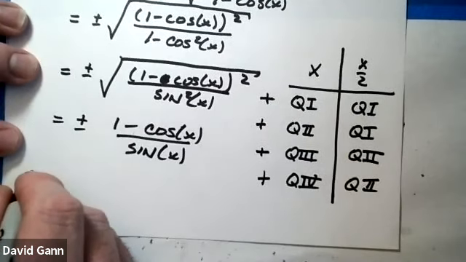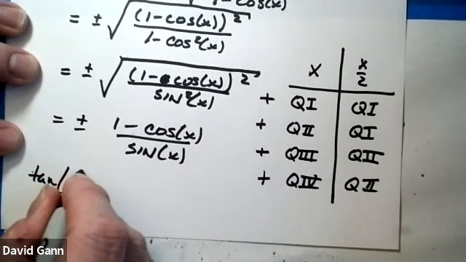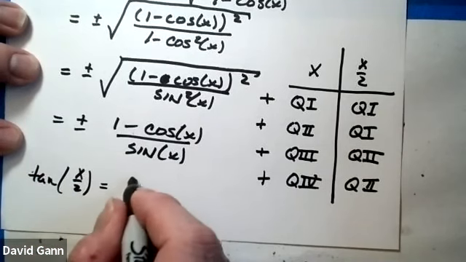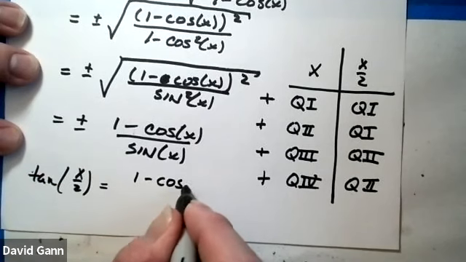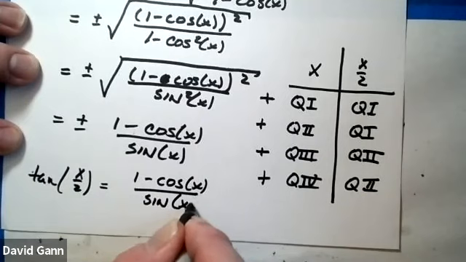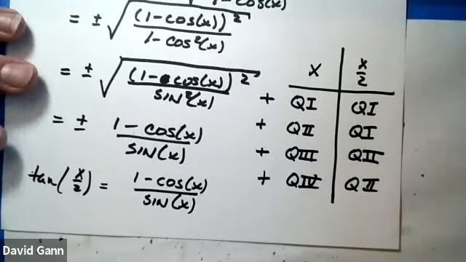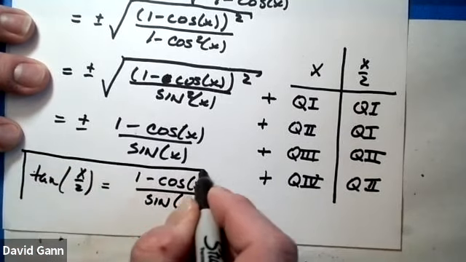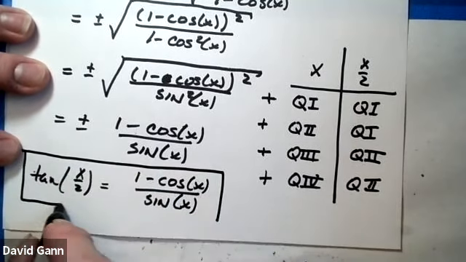So the net result is that tangent of x over 2 is equal to 1 minus cosine of x over sine of x. And we don't have a plus or minus, which is kind of why this one's a little bit cleaner, a cleaner version.